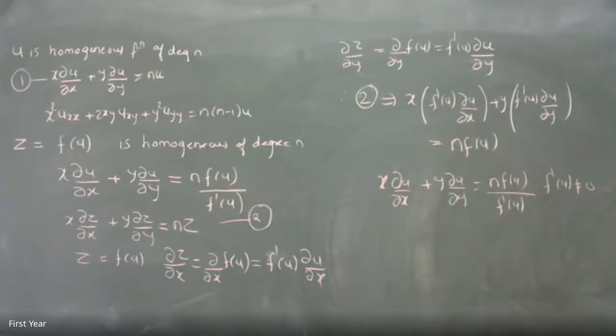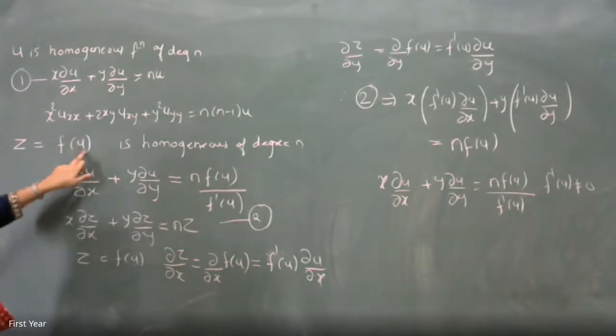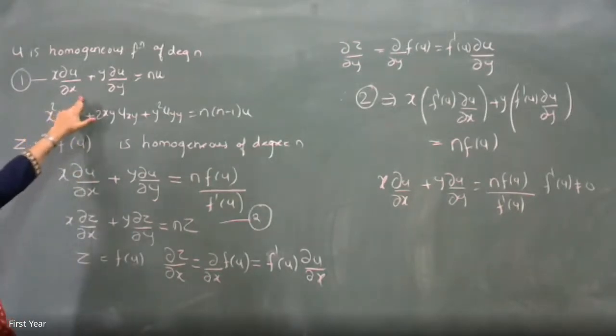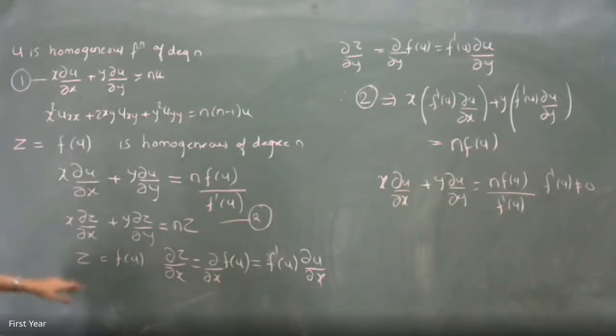So you have to use n into f of u by f dash of u. When are you going to use this formula? If z is equal to f of u is homogeneous and not u. If u is directly homogeneous, the first formula you are going to use. If f of u is homogeneous, you are going to use the second formula. Is this clear? So I have proved also how we get it.